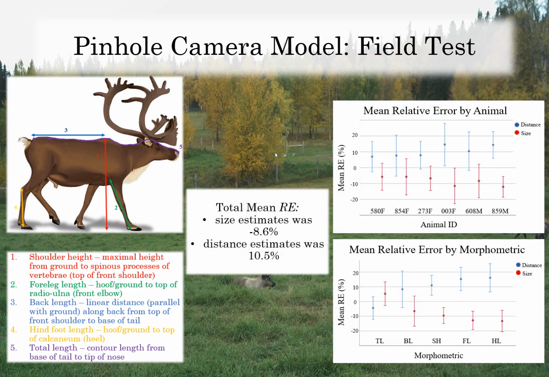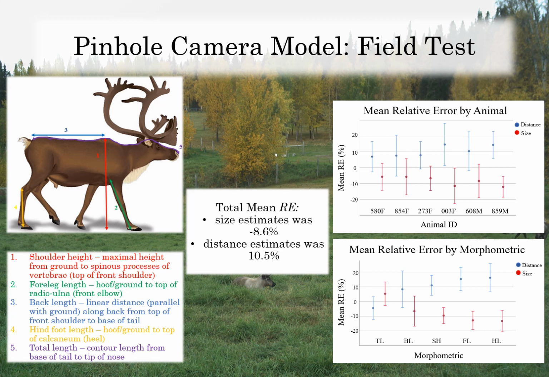And we found that there were only slight increases in relative error of size estimates and distance estimates compared to our controlled simulation, with size estimates on average being underestimated by about 8.6% and distance estimates being overestimated by about 10.5%. And this was more or less expected to some degree since we were working in a less controlled environment, and there was likely more measurement error on our part across the board, and overall we were really satisfied with this outcome.